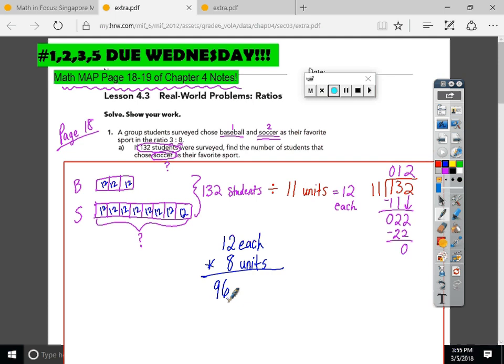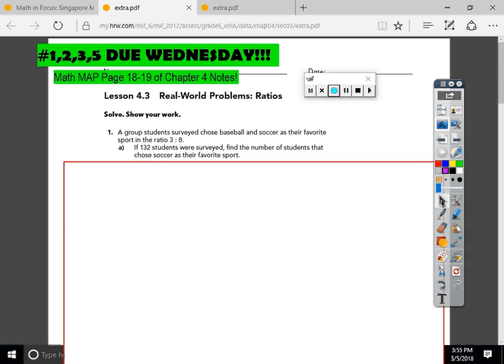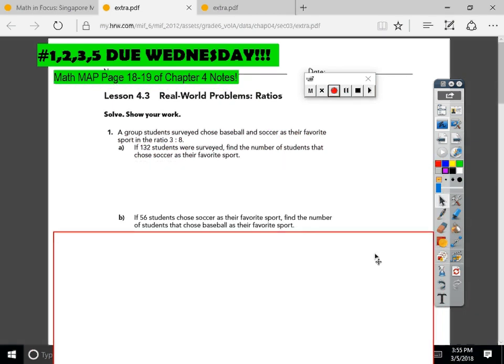Now notice this is a word problem, so if they give you words, give them words back. 96 what? We'll go back to your question. Find the number of students that chose soccer as their favorite sport. So I know these are students, and I know they chose soccer as their favorite sport. And maybe turn it into more of a word form of that number, but we get the idea. I want to move ahead to part B here. If you notice, part B should be related to the same problem.